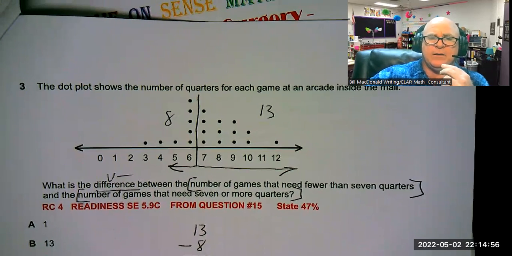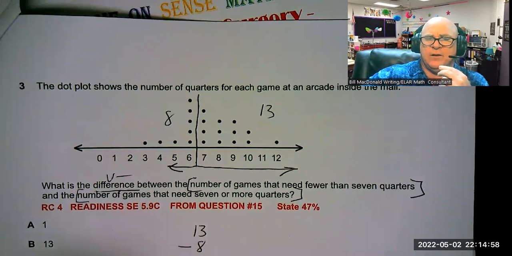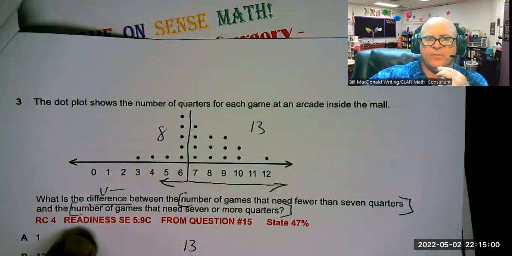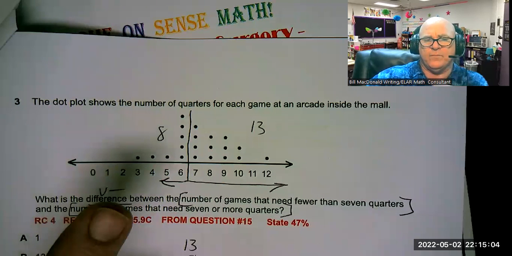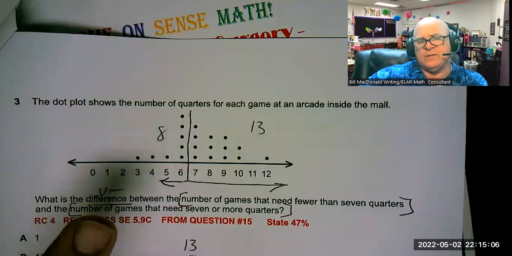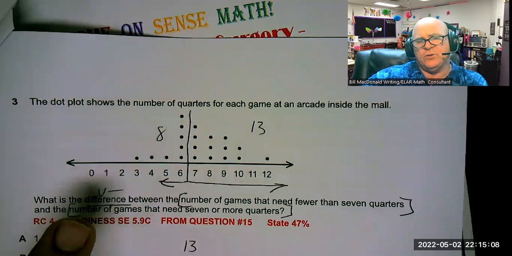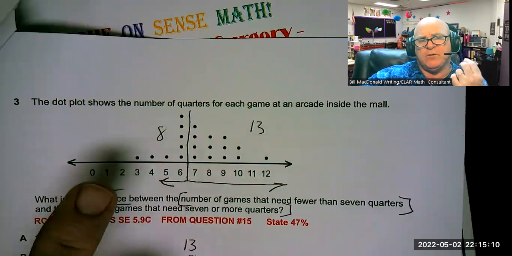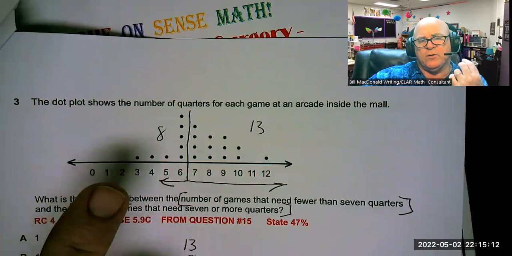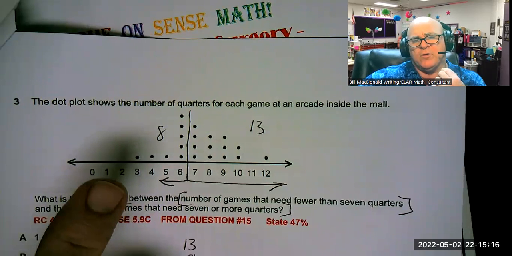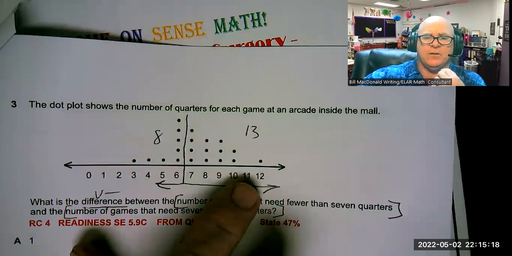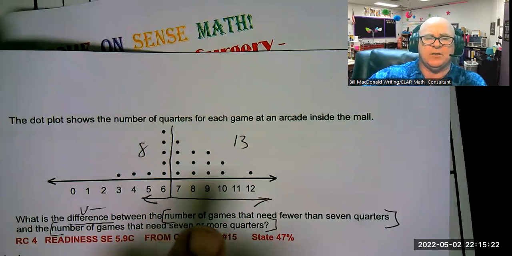So we got the dot plot idea, the number of quarters for each game at an arcade inside the mall. Basically for 0, 1, and 2, there are no games that require 0 or 1 or 2 quarters. Because of inflation, there are none that require 11, but all of these games have at least 1 or more. So let's look at the question.